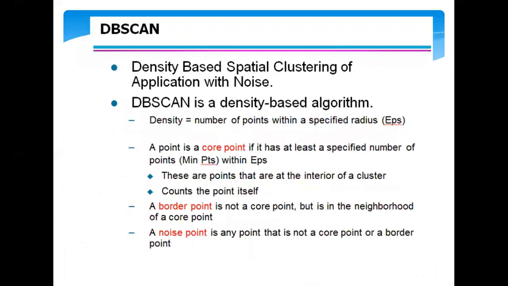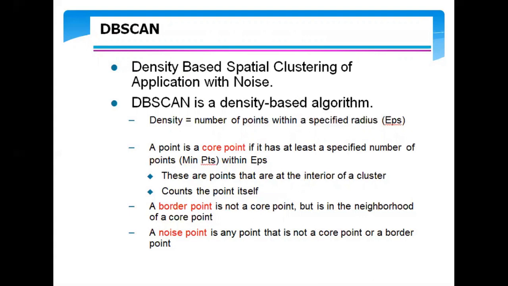Density-based spatial clustering of applications with noise basically has three main criteria to be known. One is the density, which is the number of points within a specified radius. It is also called EPS. A point is a core point if it has at least a specified number of points, that is the minimum points, within EPS. So basically, we are going to understand three main terminologies here.